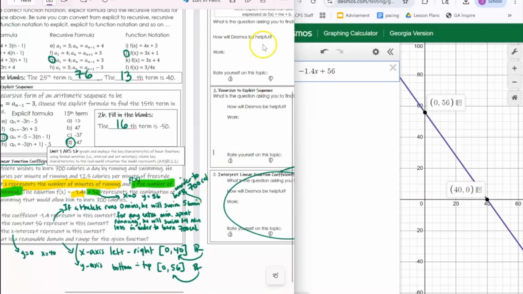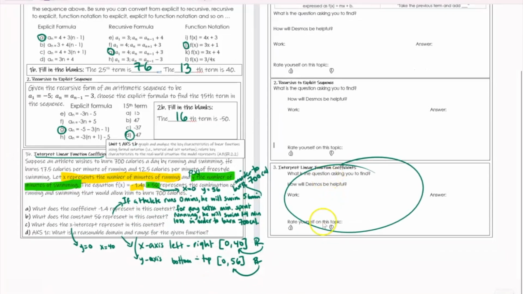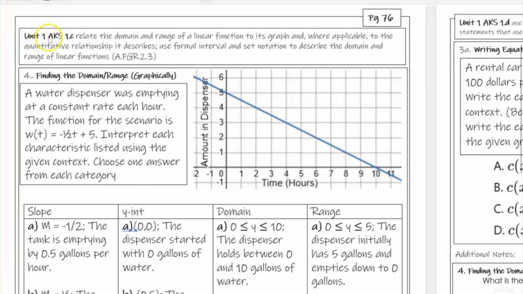All right, so again, pause the video and write some notes to yourself as to how you're going to remember what goes with what. And that is AKS 1B. All right, so we're going to take a look at AKS 1C. This is only talk about domain and range, and we did that in the last AKS as well, but we're going to do it again.